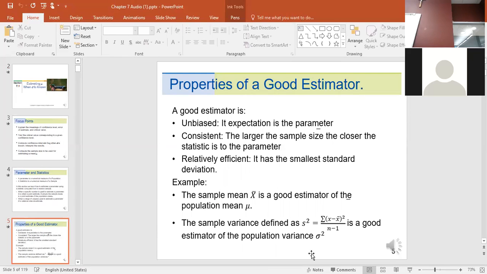So it is unbiased, it is consistent, and it is relatively efficient. That is, it is reliable. Reliable means it does not change a lot. That means the standard deviation is the smallest of all the other estimators. Remember the standard deviation for the sample mean is sigma over square root of n. If you take an estimator or a statistic like the mode, you can increase the sample size and the mode changes to something else.